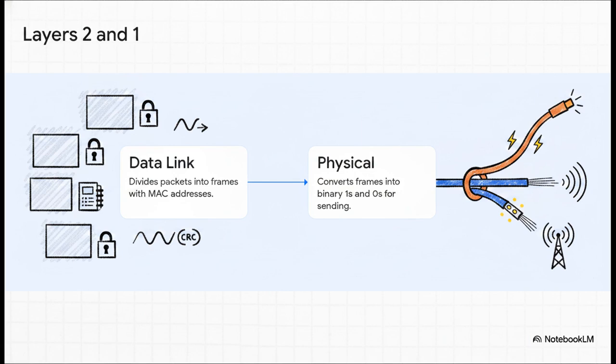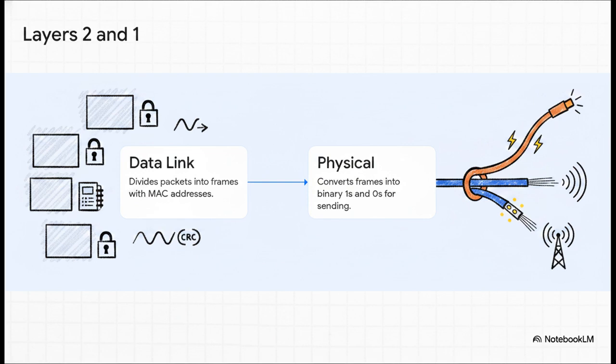Next up, those packets hit Layer 2, the data link layer, where they get encapsulated once more into frames. Now, while Layer 3 used IP addresses for global routing, Layer 2 uses MAC addresses for local delivery on the exact same physical network. It also adds a mathematical frame check sequence just to catch any transmission errors.